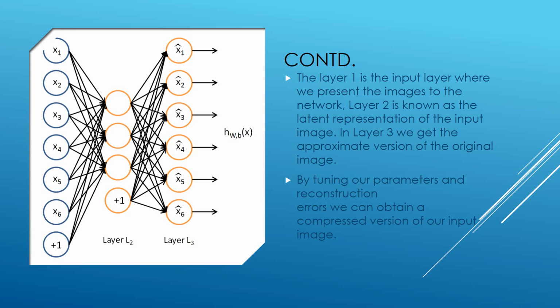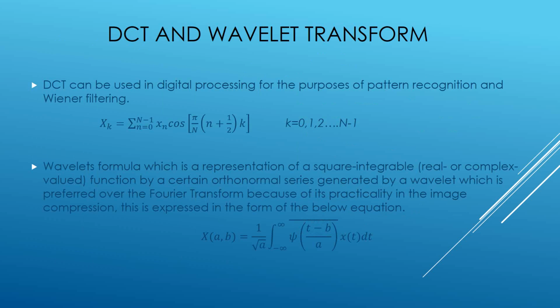For our discussion in this project, we have used a sample dataset of Caltech 256, which consists of 256 categories of images and 30,607 images. Next, I'll be talking about what DCT and wavelet transform are. So this is just an introduction about DCT. DCT can be used in digital image processing for the purpose of pattern recognition and Wiener filtering.